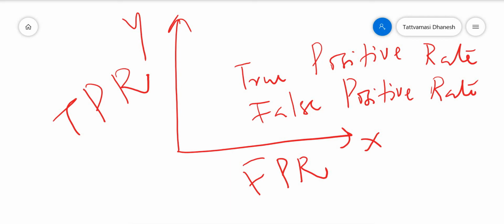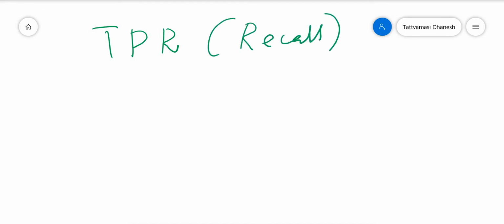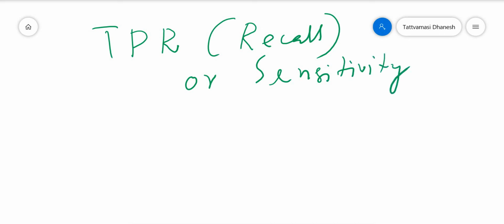So what is this true positive rate and false positive rate? I will give more clarity on this. TPR, true positive rate, is also known as recall. True positive rate is also known as recall or sensitivity.